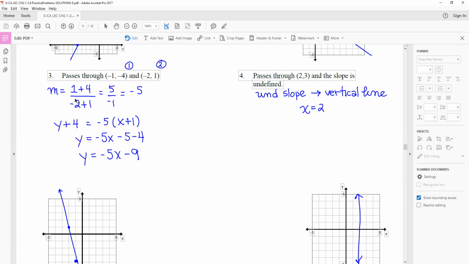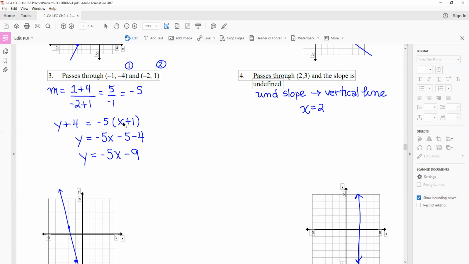Okay, here we've got our 2 points, point 1 and point 2. You put in the 1 and the -4, which gives you +4. You put the -2 and the -1, which gives you +1. You simplify 5 over -1 equals -5, or -5/1.